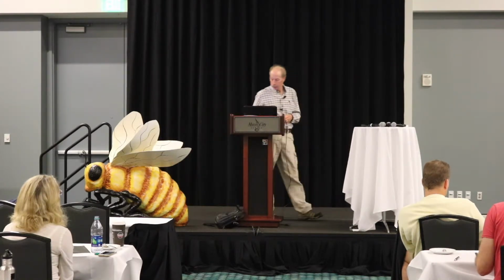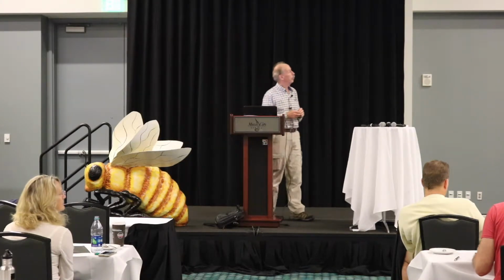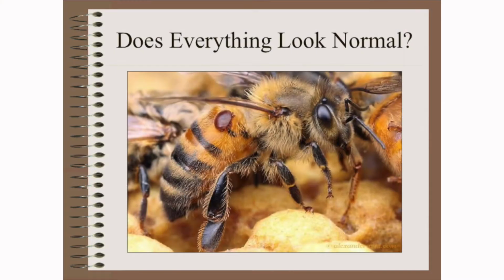So let's look at this photo here. Everything look normal? So what's hitchhiking on the back of that bee? Varroa mite, yeah. These are very tiny mites. And now that's a great photo because you can see the contrast in color.